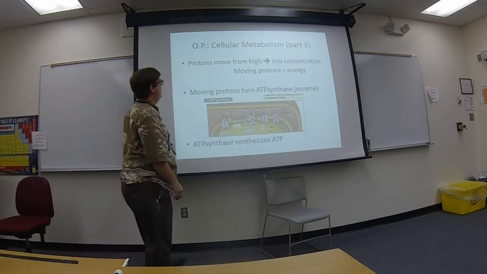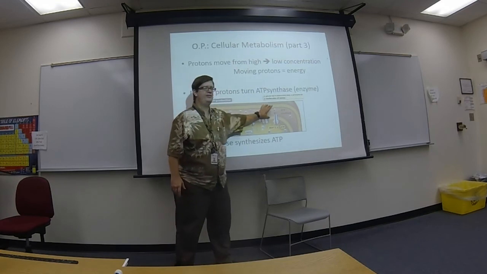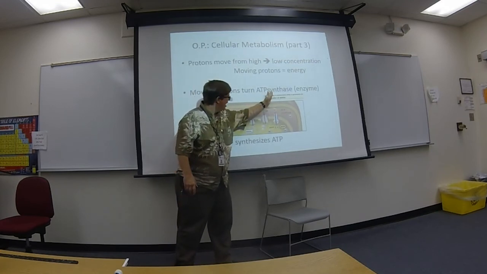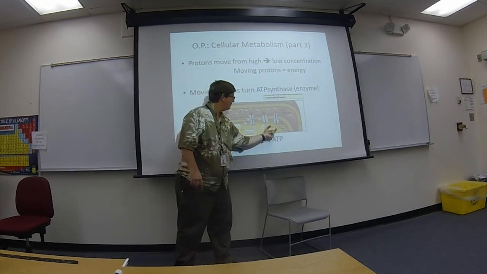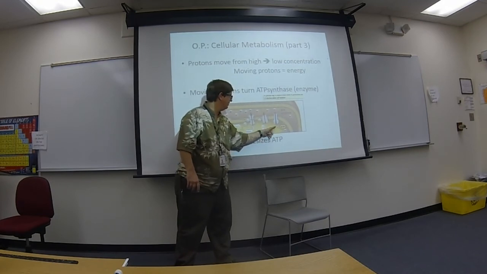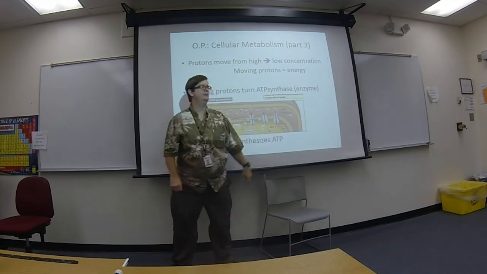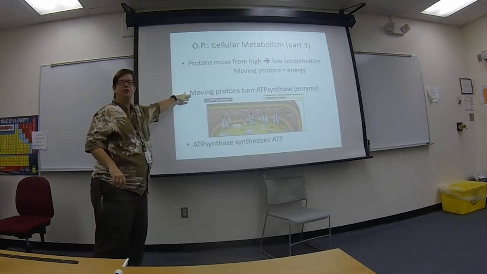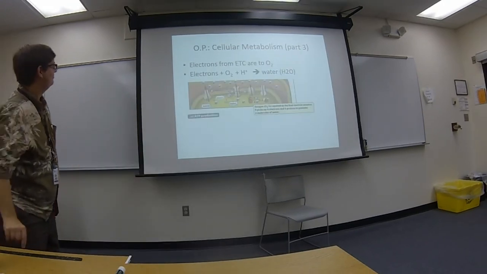Protons move from high to low concentration. Protons is another name for hydrogen ions. So we've got a lot of them here in the intermembrane space, and they flow through the ATP synthase. And when that happens, it powers the turning of an ADP with a phosphate. You phosphorylate it, you slam that phosphate on there, you make an ATP. Moving protons, moving hydrogen ions, are the thing that power ATP synthase, right?